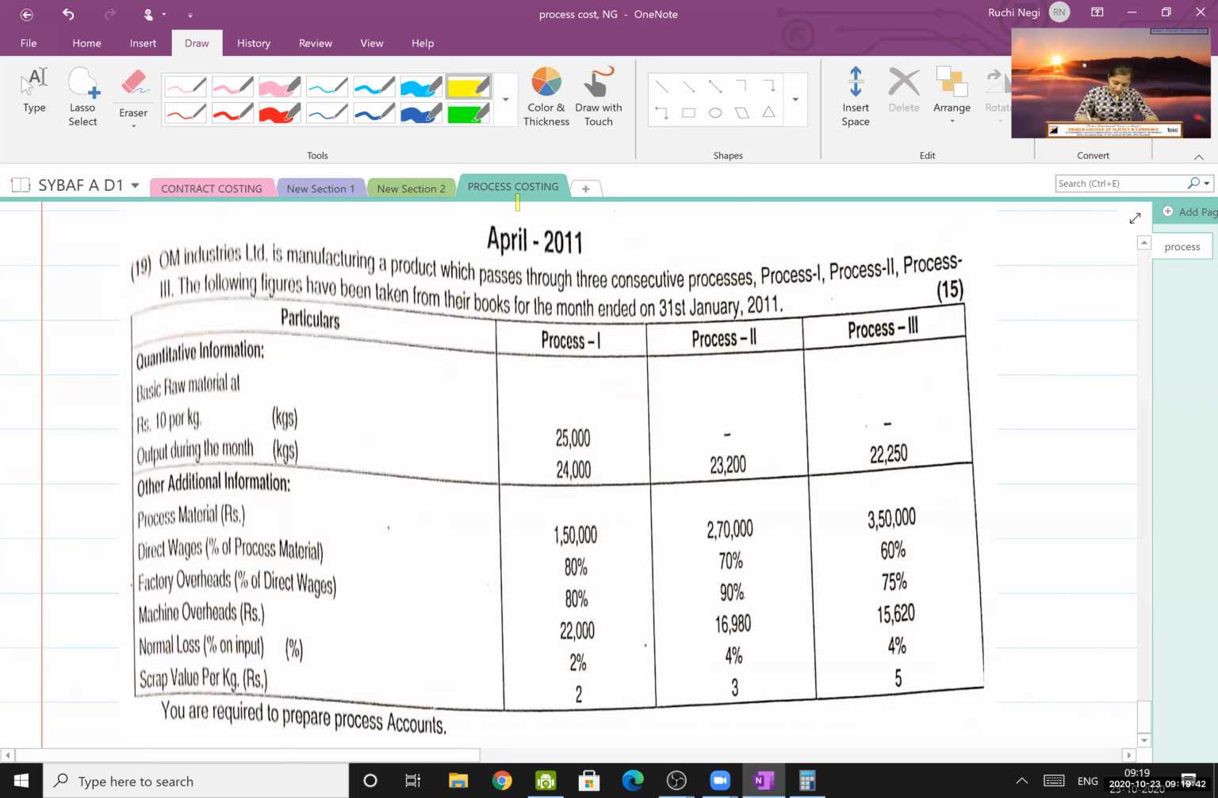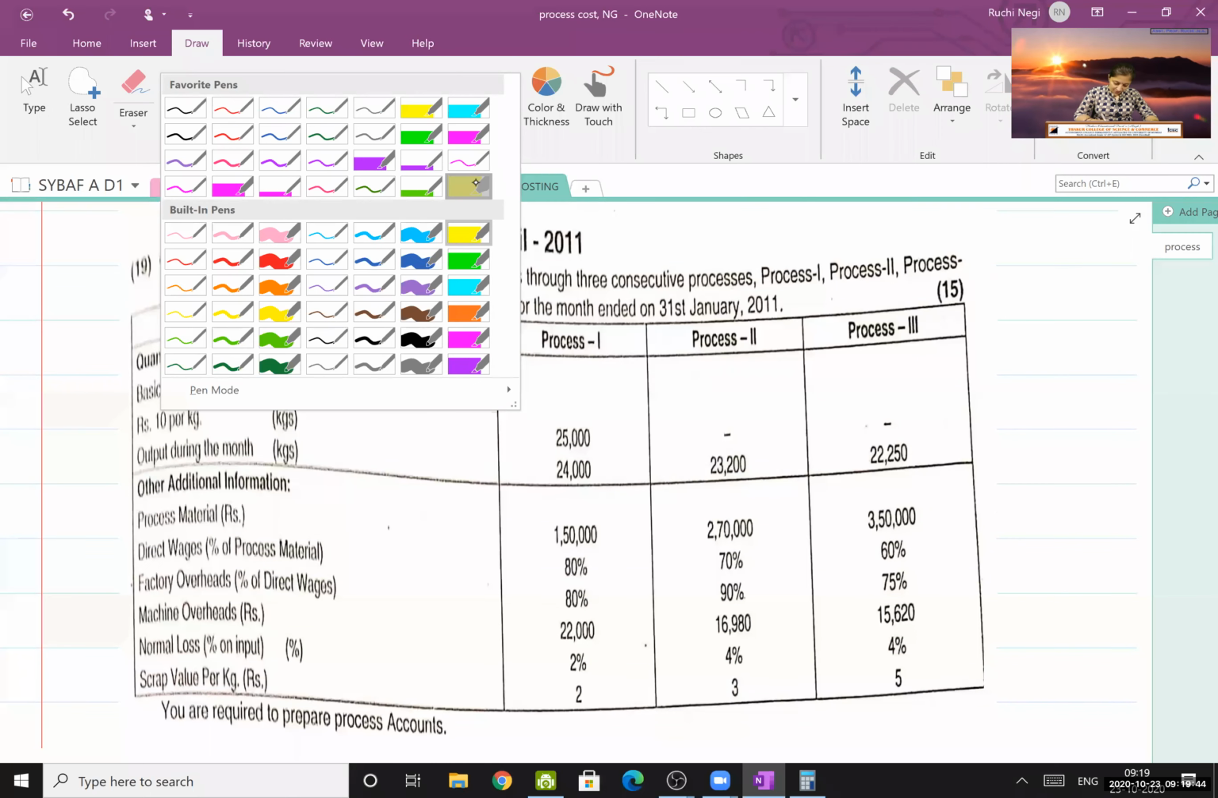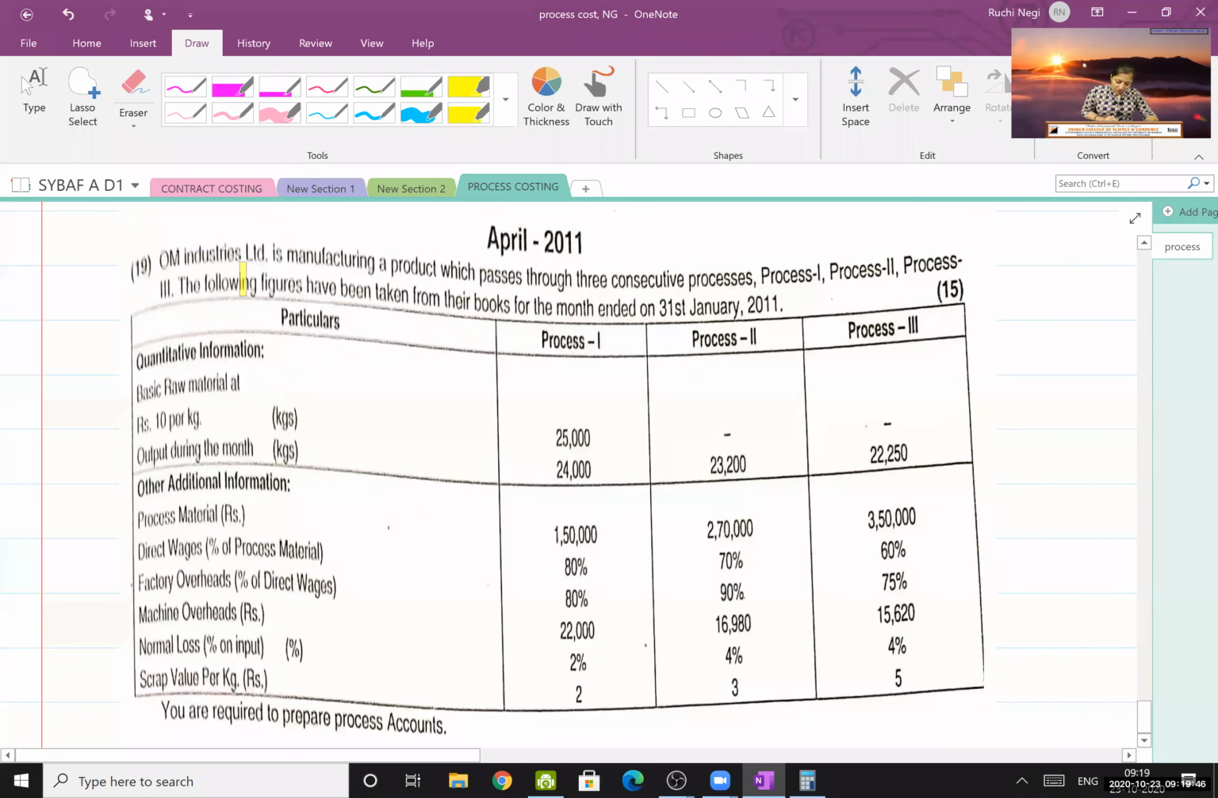We'll start with Home Industries Limited is manufacturing a product which passes through three consecutive processes. So they have mentioned process 1, process 2, process 3. So process 3 is your last process. Okay. Next.